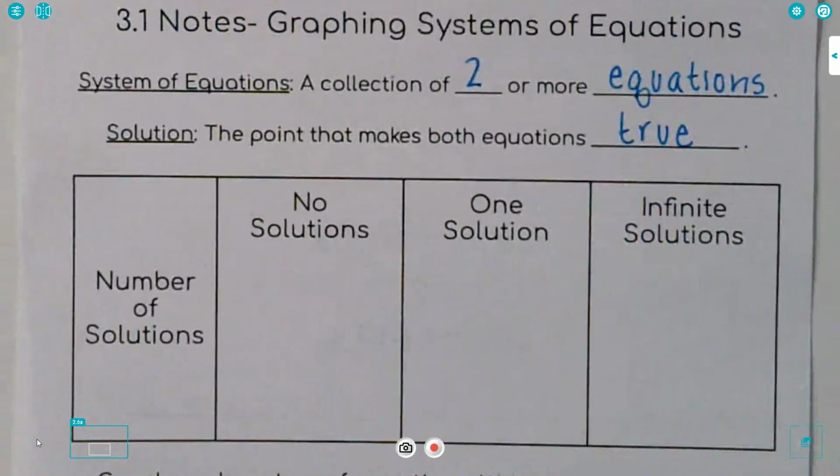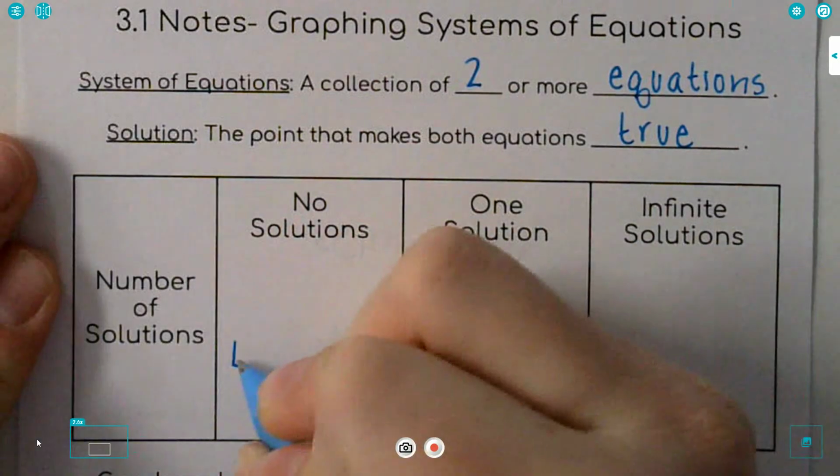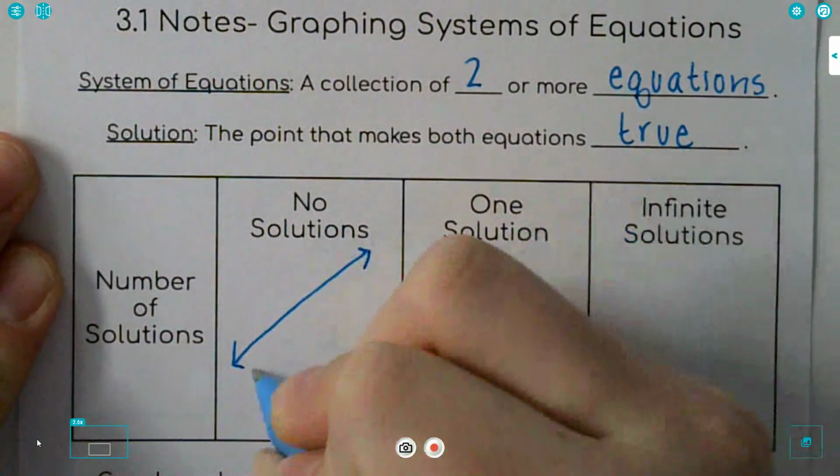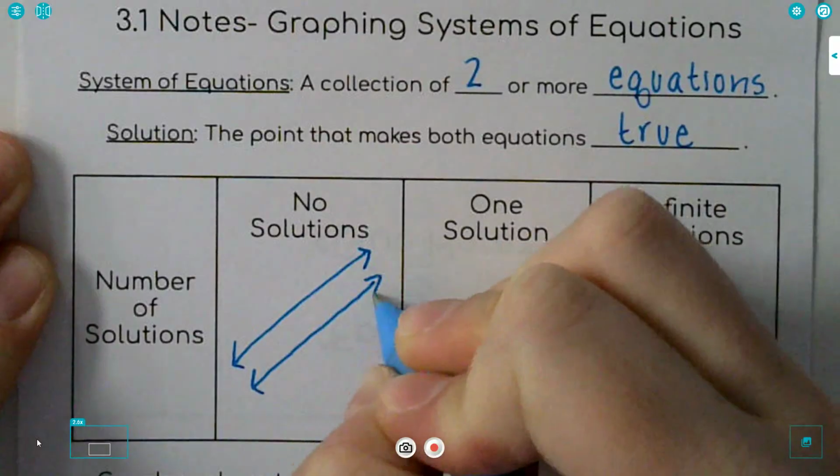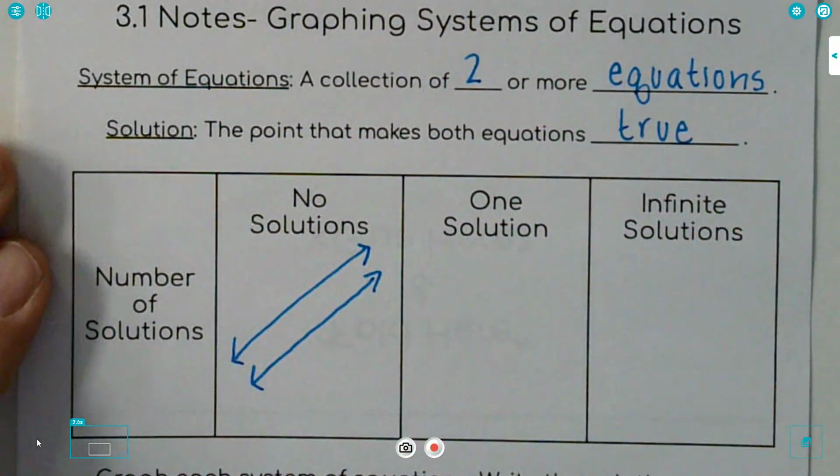Your system of equations can have no solution, it can have one solution, it can have infinite solutions. Just like a single equation could have those, your systems of equations can have those as well. If your equations have no solutions, that means they are never going to cross. So when we graph, that would be if we have two parallel lines.